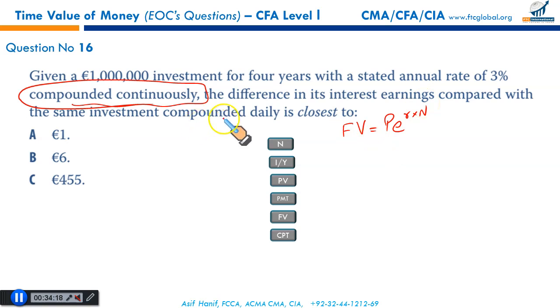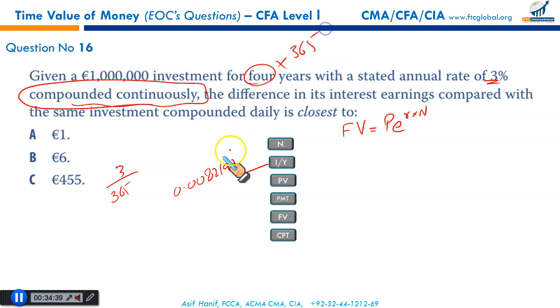On the other side, take the 3% rate and convert it to a daily basis, dividing by 365, that will be 0.0082192. All right, so we're talking about 4 years. How many days would there be? 365 multiplied by 4 will give you 1460.